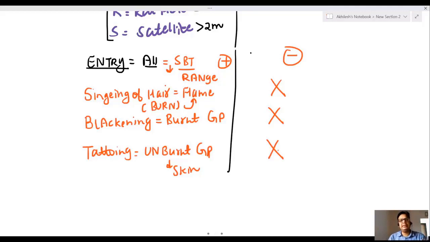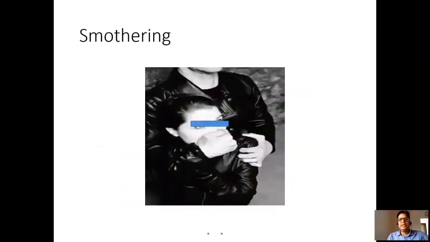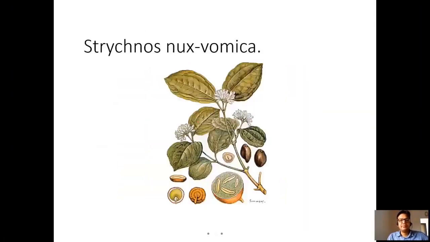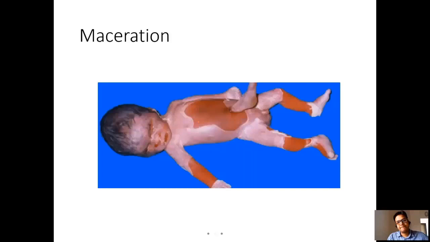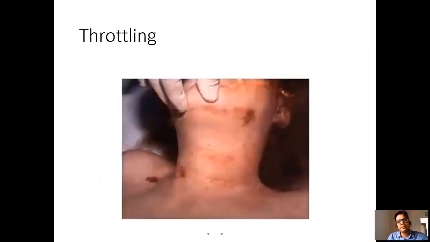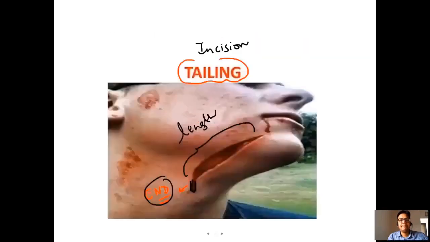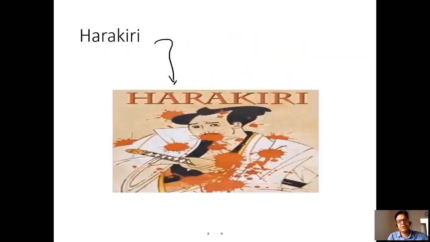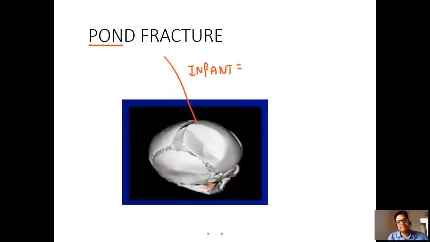Now, see, I will show you some pictures. Sometimes this picture comes in exam. Yes, we have seen this one. This is a dum-dum bullet. We have seen this one, which is a very important picture. We have seen all these pictures. Images are very important.